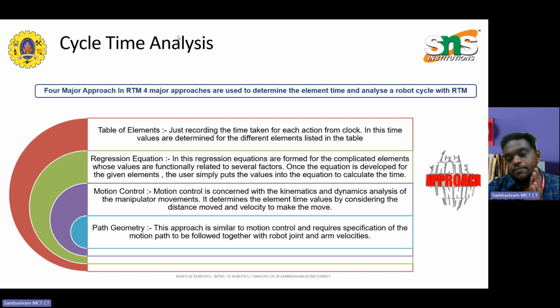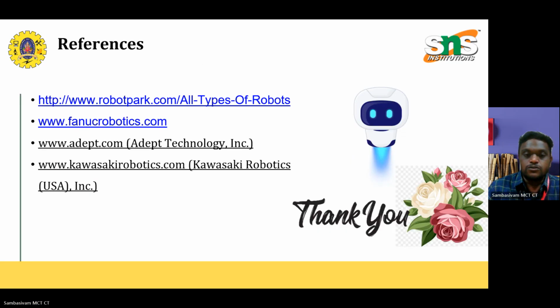Apart from that, path geometry. The approach is similar to motion control and requires specification of the motion path to be followed, together with robot joint and arm velocities. So this is the topic I have prepared.